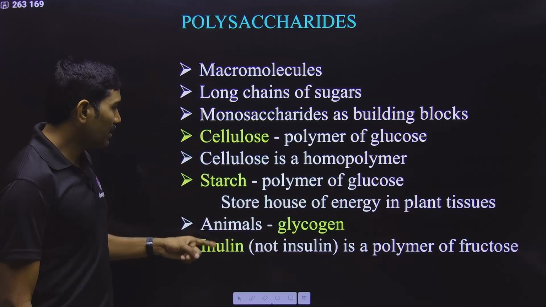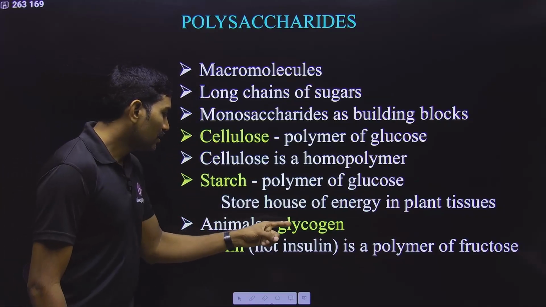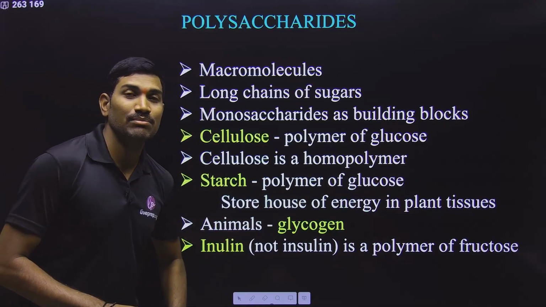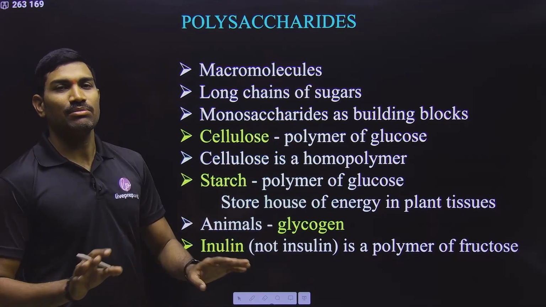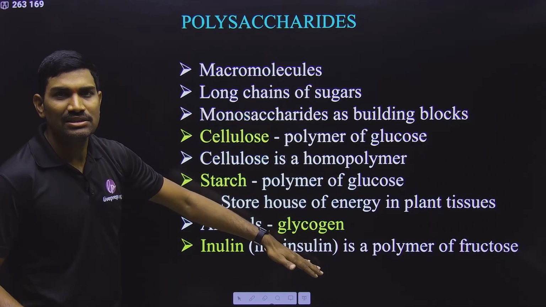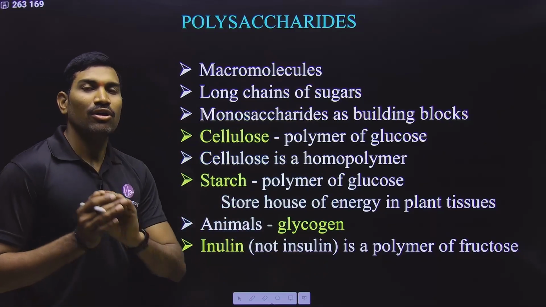So all these four examples, cellulose, starch, glycogen, inulin, all these are examples for homopolysaccharides. All these are having the same type of unit. Though they are different in each type, within a specific type, all the units are the same.